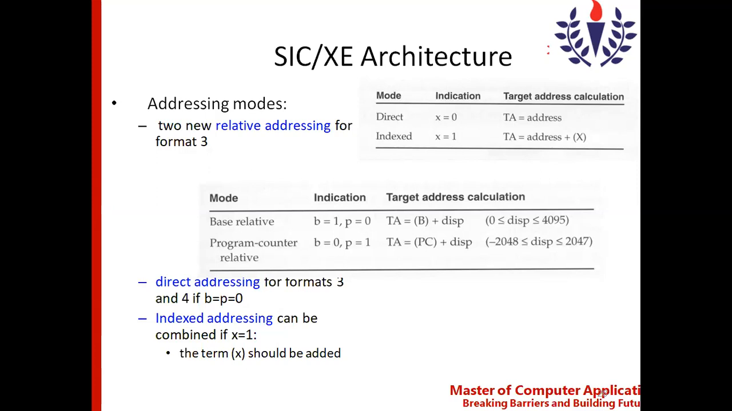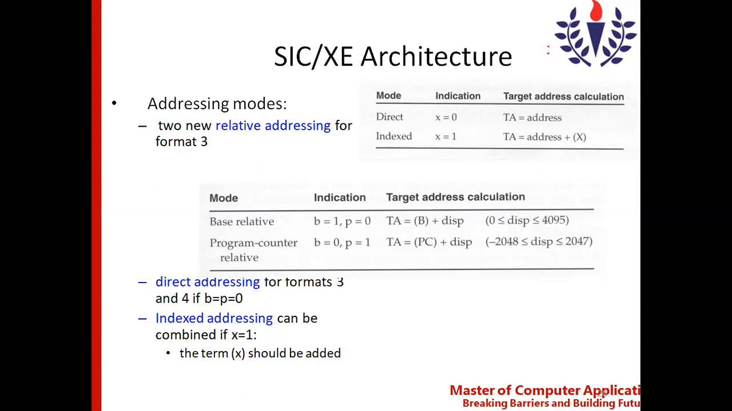The displacement in base relative and program counter relative varies. The values of displacement vary between 0 to 4095 in the case of base relative, whereas in program counter relative addressing mode, the displacement will vary from a negative value to a positive value, that is minus 2048 to 2047. In the case of format 3, if the base and program counter are equal to 0, it represents direct addressing. And indexed addressing is used when X is equal to 1.